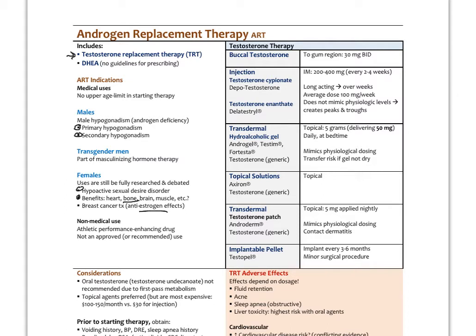Non-medically, androgen replacement therapy is used in athletic performance enhancing. This is not an approved or recommended use. For males who come wanting to enhance their androgen activity, I personally clinically focus again on the level 1, level 2 therapies and don't recommend androgen replacement therapy unless there's actual evidence of hypoandrogenism. Again, on the right here is a table of all the different forms of testosterone therapy we just went through, but the most popular being the gels and potentially the implantable pellets.